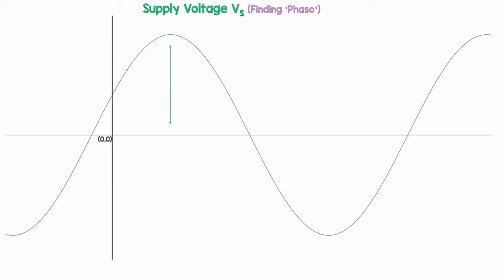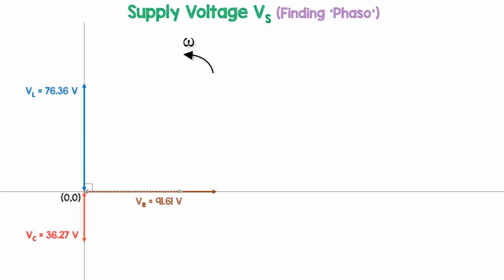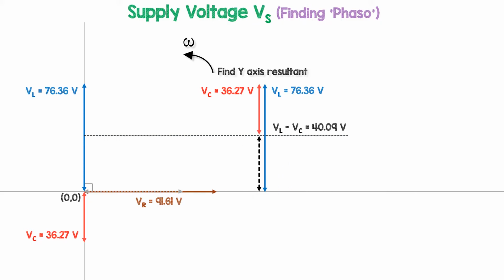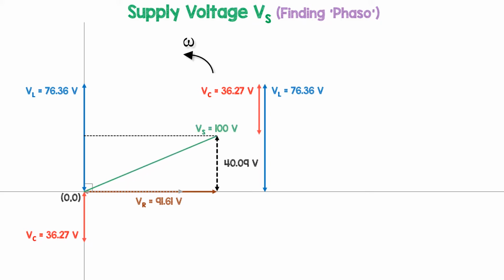We know what supply voltage we put into our circuits because we put them in with a signal generator, but what is the phase of the supply voltage in this series circuit? Well, how we do it is to find the y-axis resultant, which involves the inductor voltage and the capacitor voltage. We take VC away from VL, because the capacitor voltage is negative compared to the inductor voltage, and we're left with a y-axis resultant of 40.09 volts. Then we can resolve this triangle to find the phase of the supply voltage.